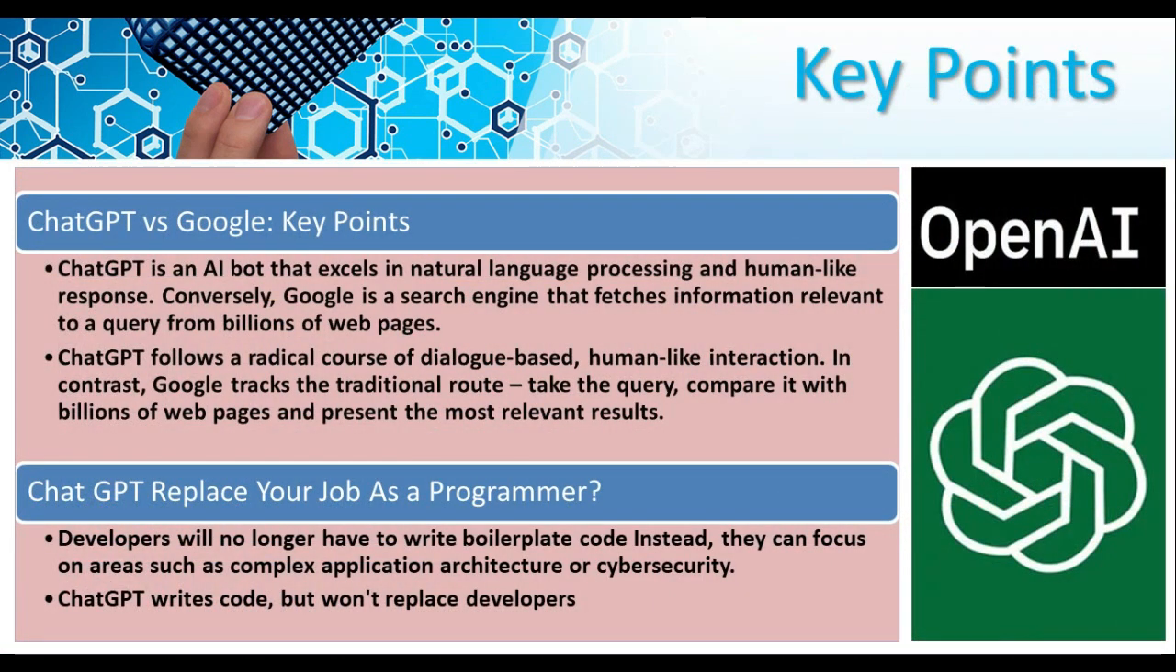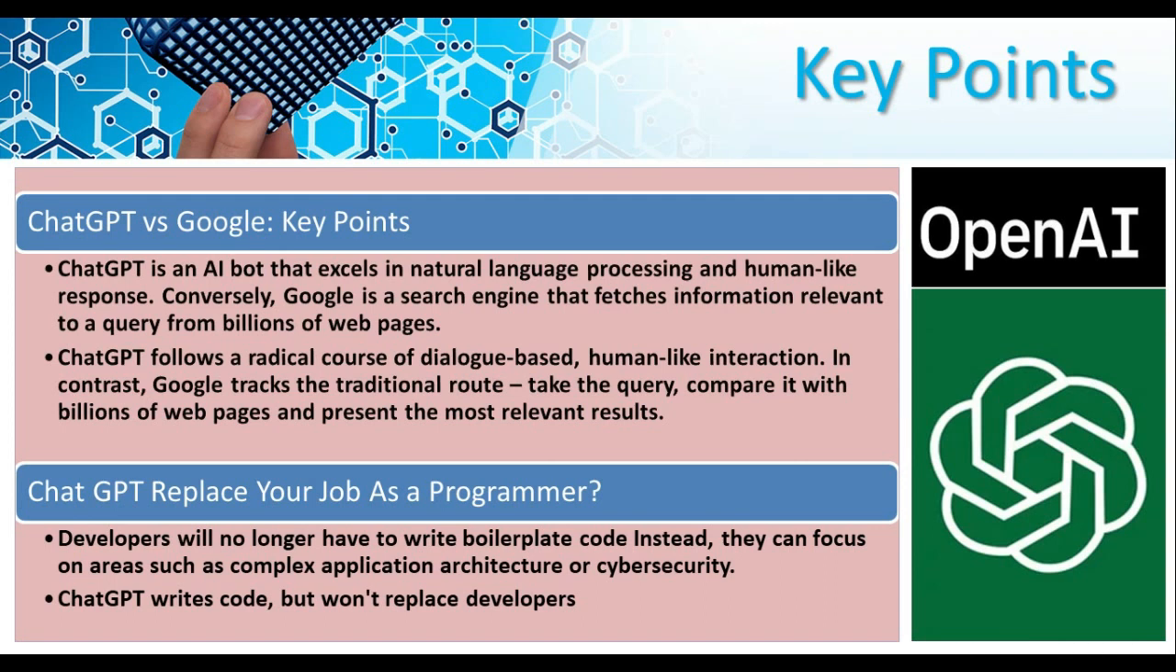This question comes into every developer's mind: how is it different from Google? ChatGPT is an AI bot that excels at natural language processing and generates human-like responses. Conversely, Google is a search engine that fetches the information relevant to your query from billions of web pages. ChatGPT follows the radical course of dialogue-based, human-like interaction. In contrast, Google takes the traditional route: it takes the query, compares it with billions of web pages and presents the most relevant result.